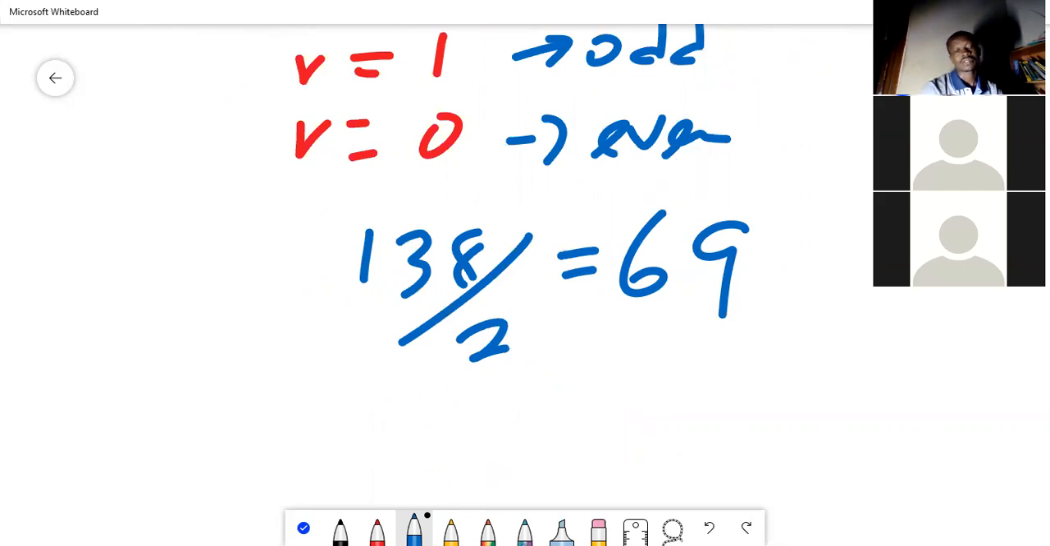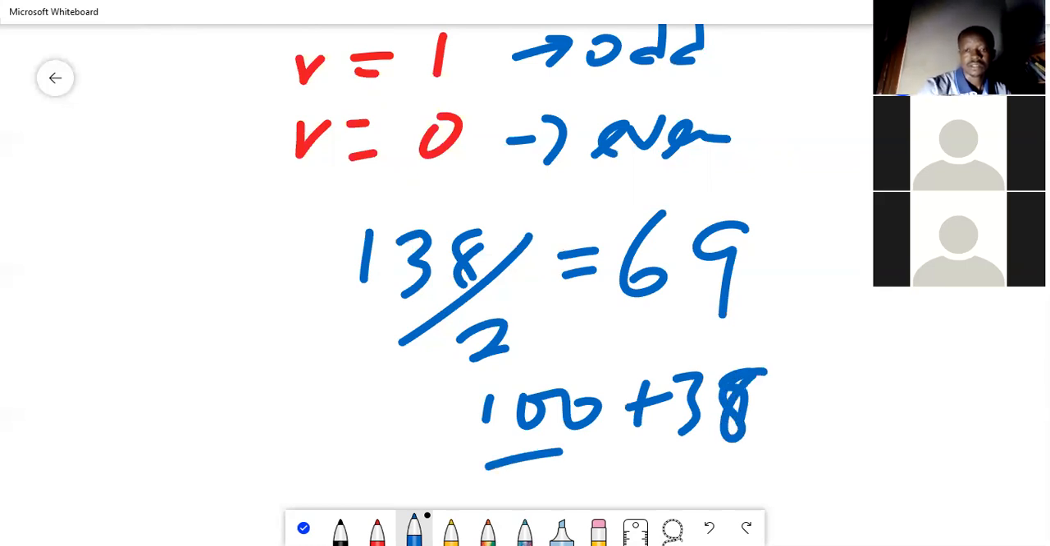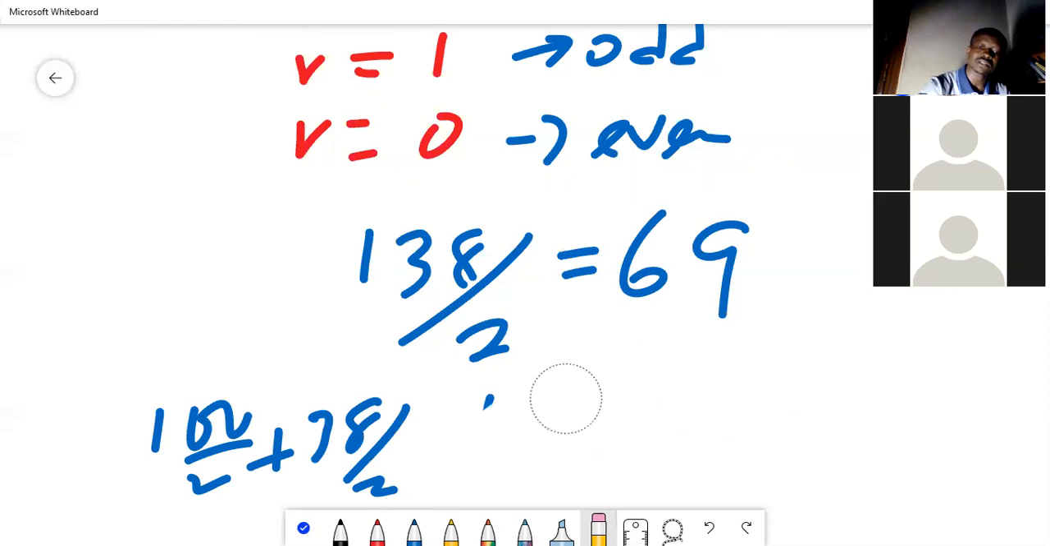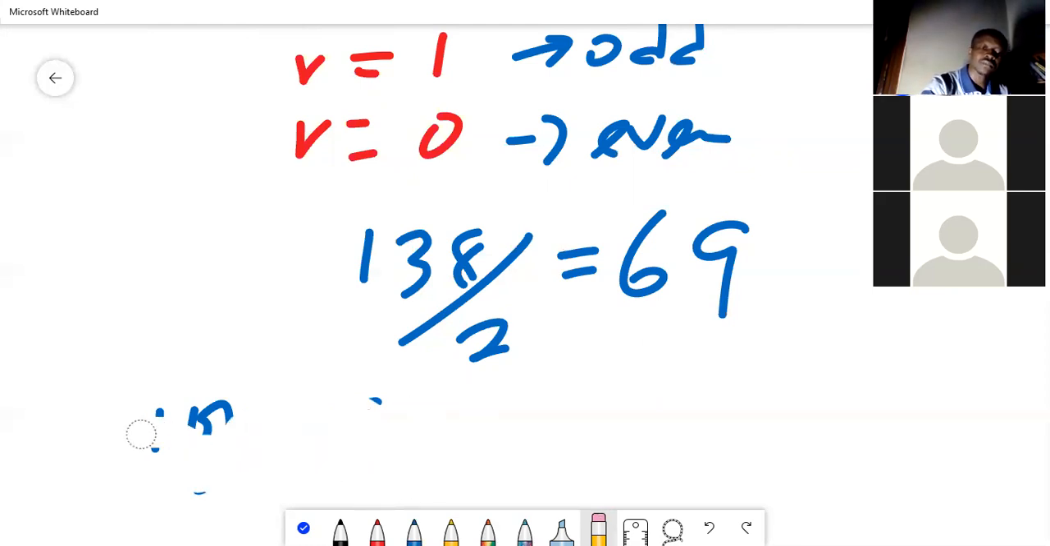Yes, 2 goes into 100 50 times, 2 goes into 38, 19 times. So that's how you do this without a calculator. It's like 100 plus 38, divided by 2, that's 100 over 2 plus 38 over 2. This is how you do a division like this without a calculator. In the exam, a calculator can waste your time, so you can actually look at it and just calculate it. Are you okay? But the point being made is that programming involves algebra.